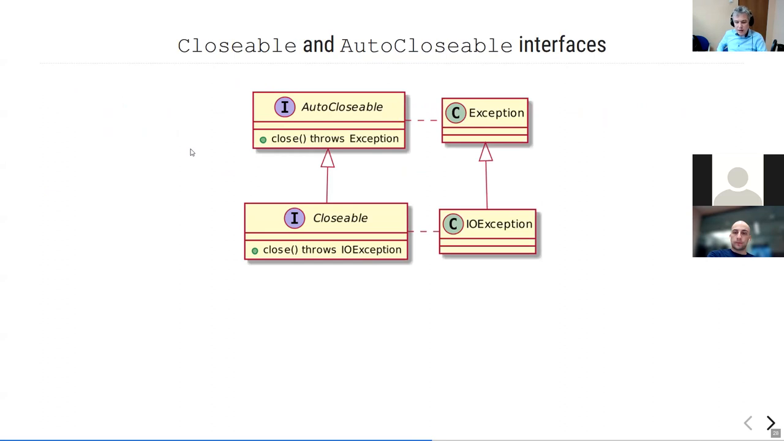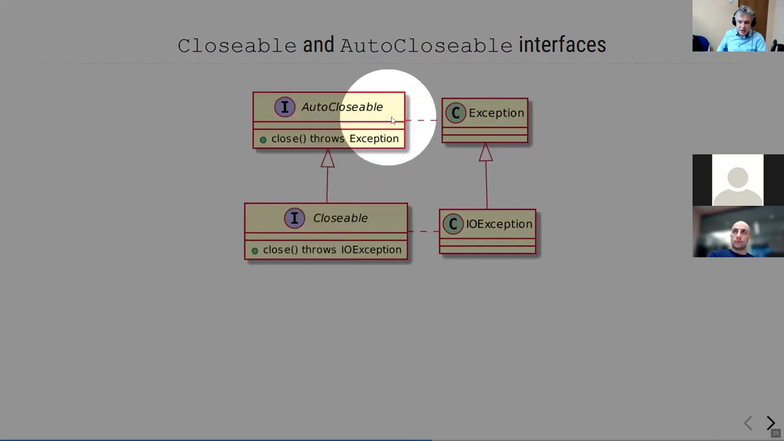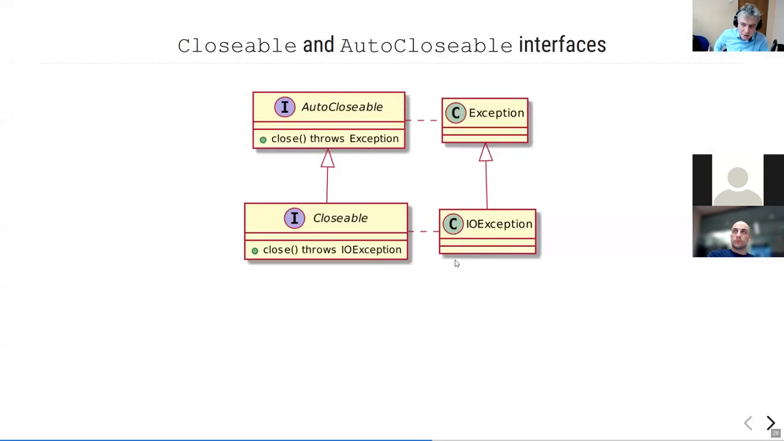And yes, here are the Closeable and AutoCloseable interfaces. These are standard library interfaces, and one is a sub-interface of the other, and we have this type covariance here. So AutoCloseable throws Exception, and Closeable throws IOException, a more specific type of exception. But both can be used in a try-with-resources block.